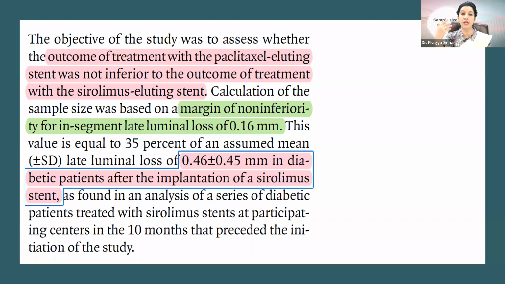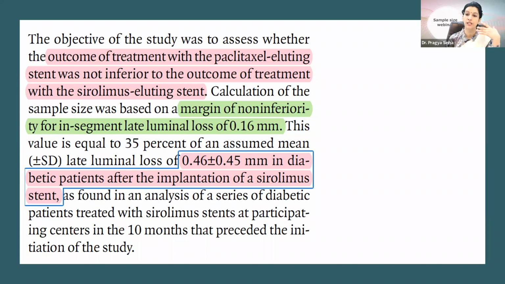So in a superiority trial, I can say that the luminal loss will be less. But if I'm doing a non-inferiority trial, what I'll say is that this will have at least this much with the existing one. So if 0.46 is the existing, I am also saying that 0.46 will be with the newer one. And apart from that, even if it is less than that, even if it is up till 0.62, then also I will not call that non-inferior.